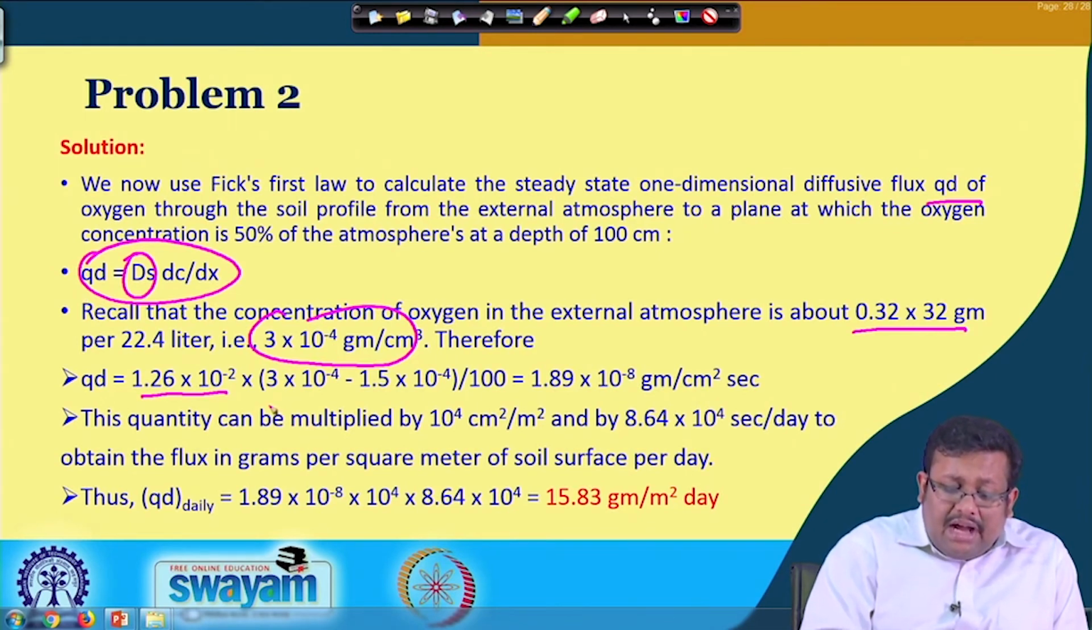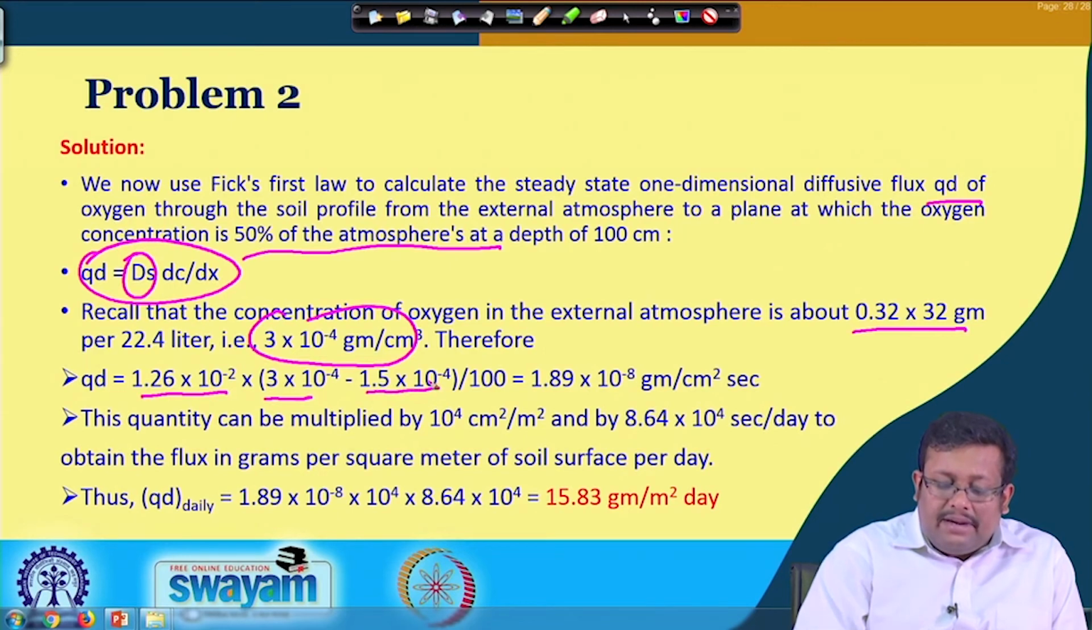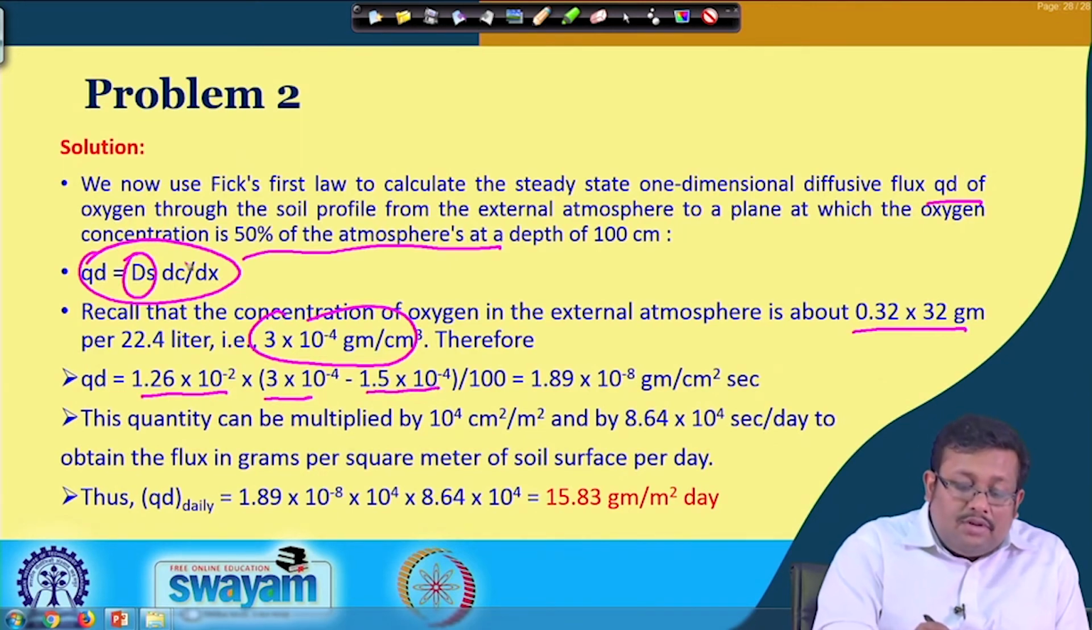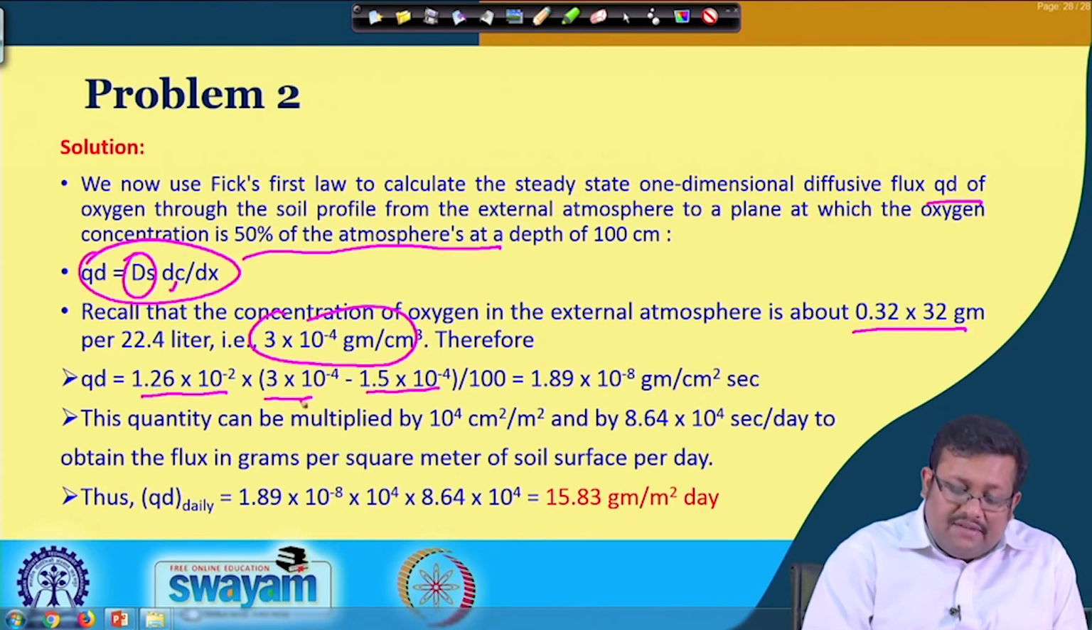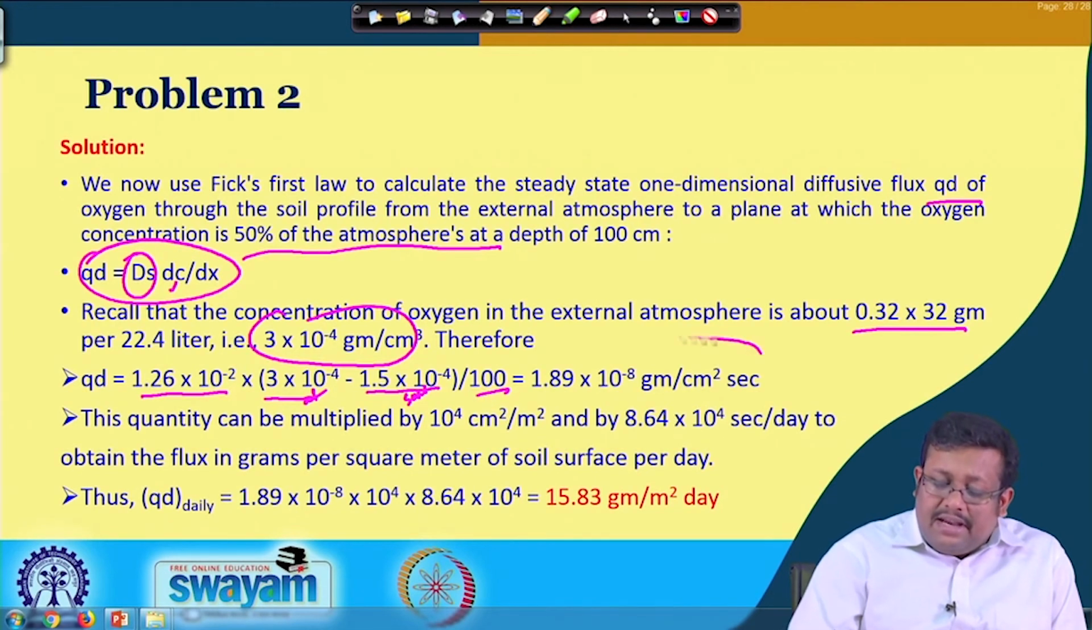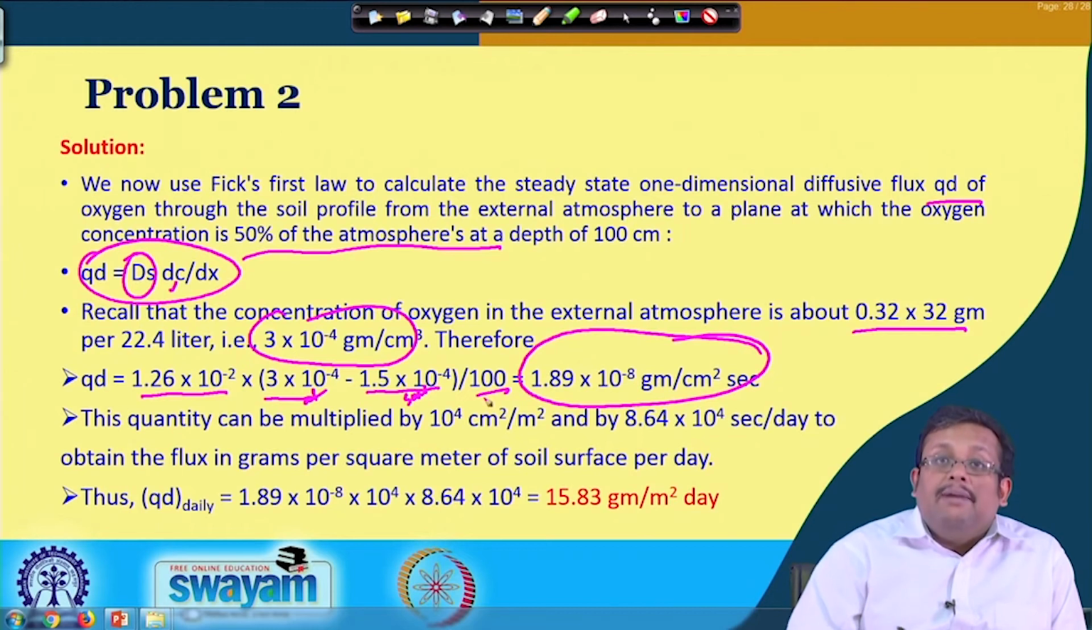The initial concentration of the external air is this, and the final concentration will be 50%. As you can see, the oxygen concentration is about 50% of the atmosphere. So the final concentration is 1.5 multiplied by 10 to the power minus 4, because dC is the change in the concentration. So we are getting the change of concentration from the atmosphere to the soil at 100 centimeter depth. So here dx is 100. Ultimately we are getting 1.89 multiplied by 10 to the power minus 8 gram per square centimeter per second.